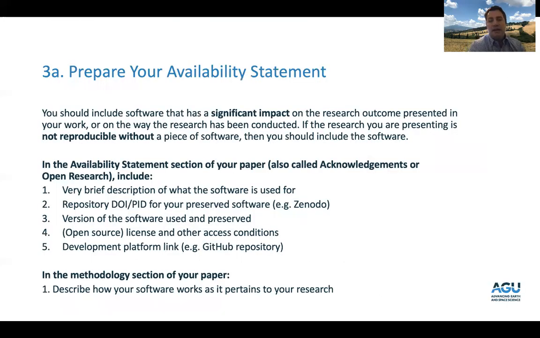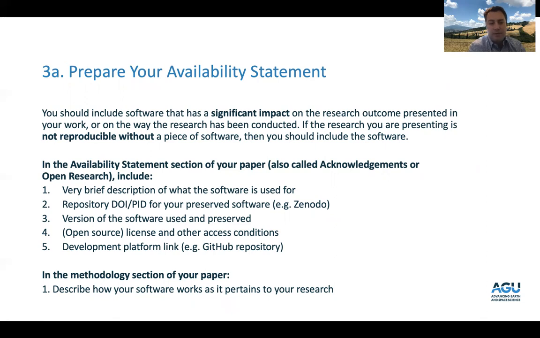Next, the next tip that we have is to prepare your availability statement. So think about this ahead of time, what you will need when you publish your software with your paper. And so for the availability statement, we've narrowed it down to some of the key things that you need to know. One of the things is deciding, is the software important? Has it had a significant impact on my research? Is my research reproducible without it? So these are key questions to ask when deciding whether to include the software in my availability statement.